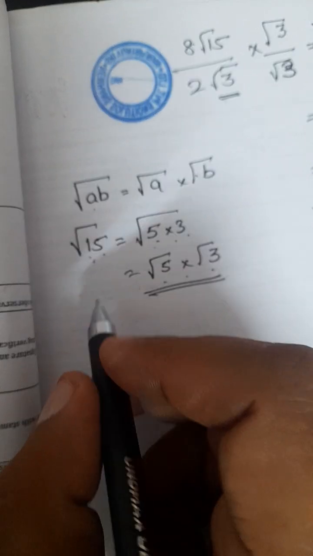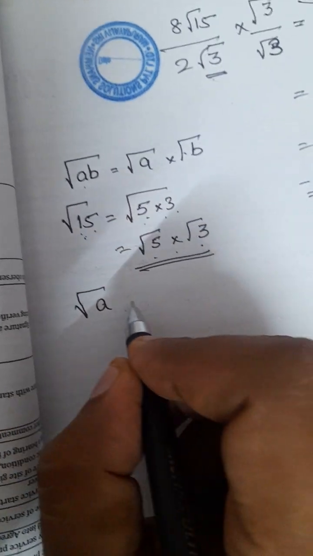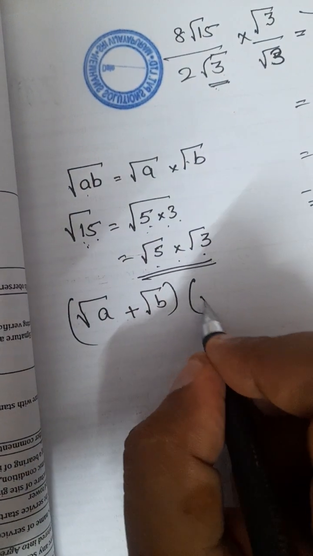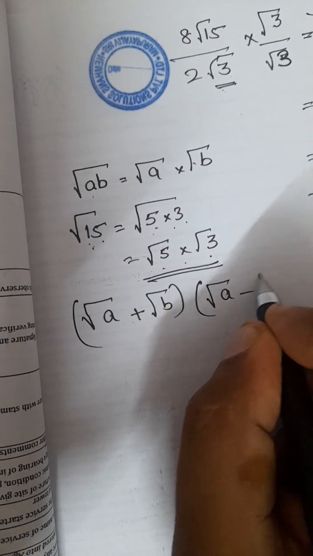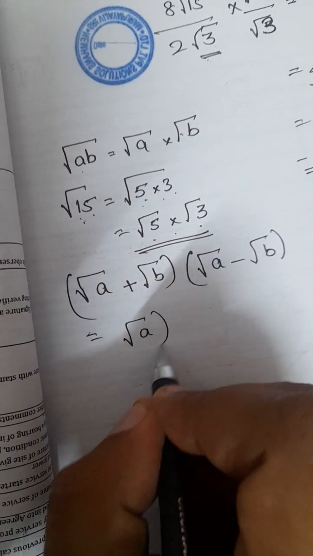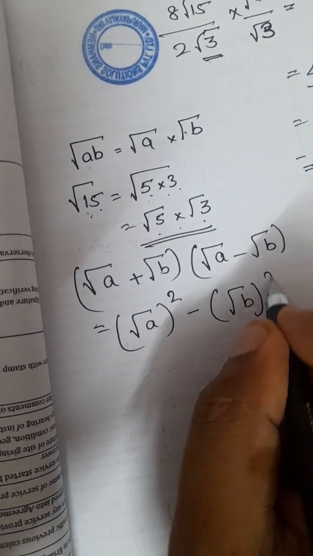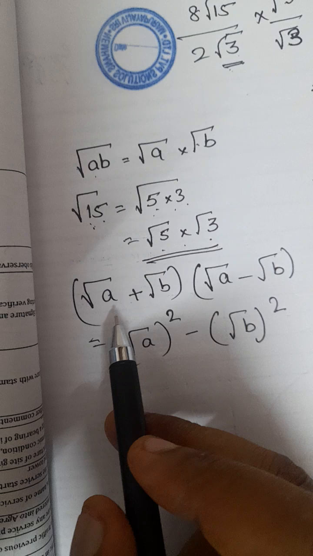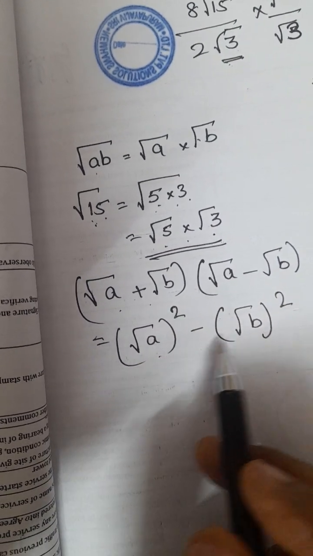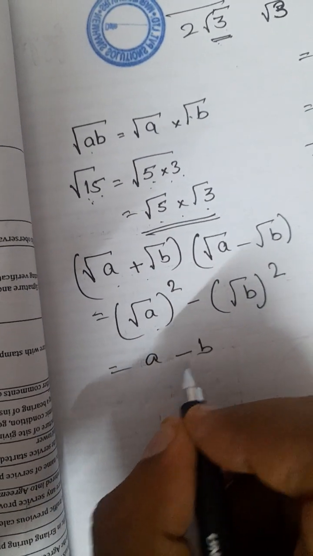Second important thing is root a plus root b into root a minus root b. So this is equal to root a whole square minus root b whole square. That is, you remember in the algebraic formula, a plus b into a minus b is equal to a square minus b square. So this is nothing but a minus b.